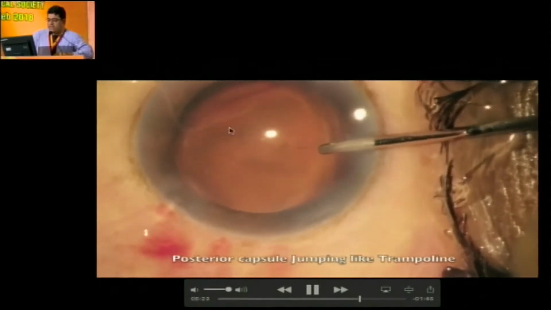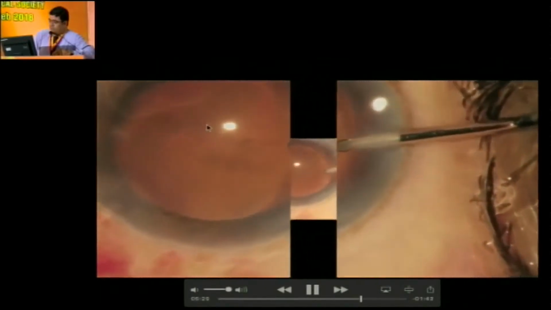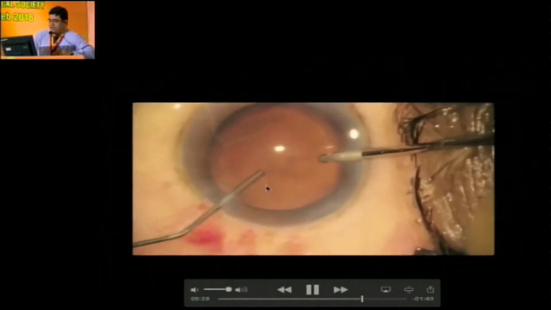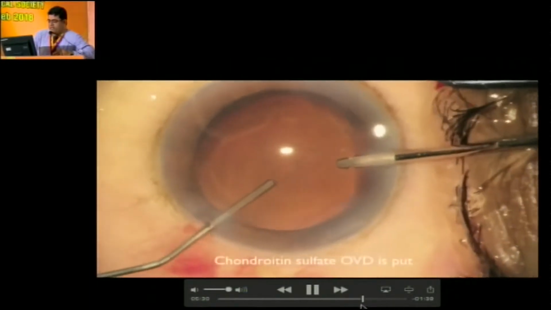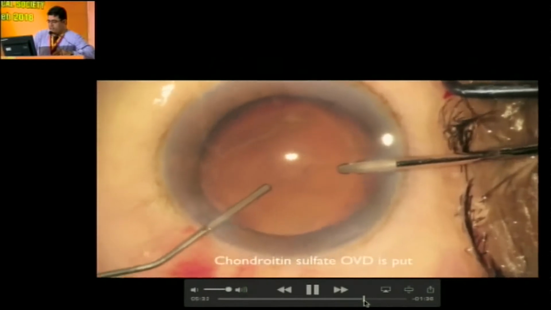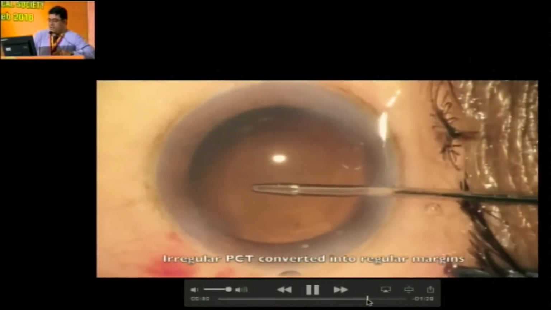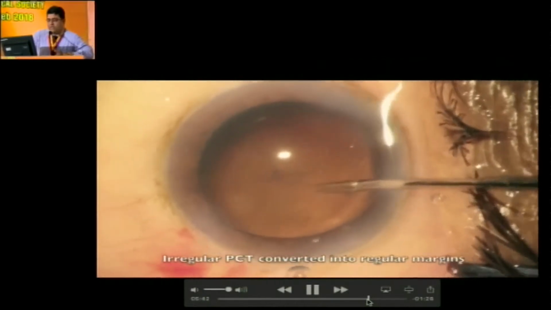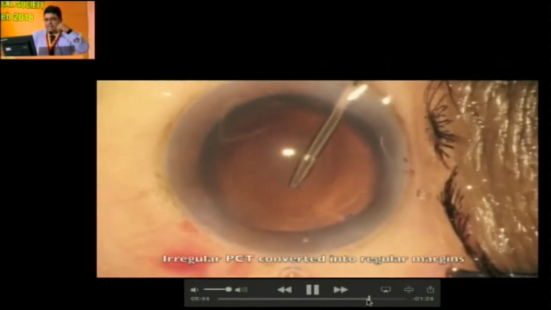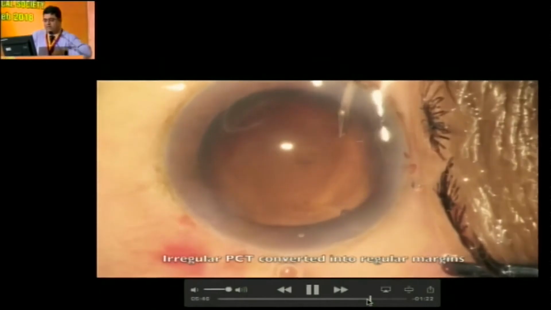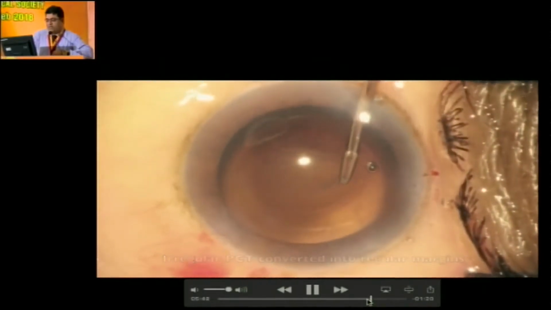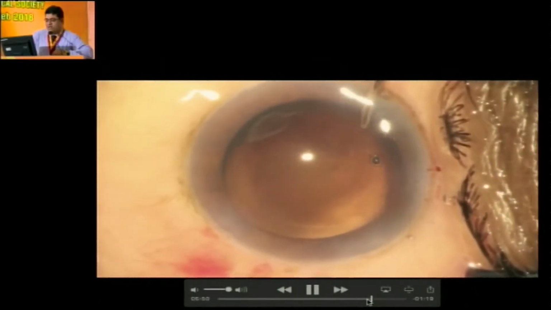Now I could see the edges of the posterior capsule tear there. So I go ahead and put some chondroitin sulfate based OVD and use a microrhexis forceps to convert this irregular tear. Whenever possible, if you can find the edges and they have not gone into the far periphery, it's always better to try to convert it into a regular tear, with regular margins.